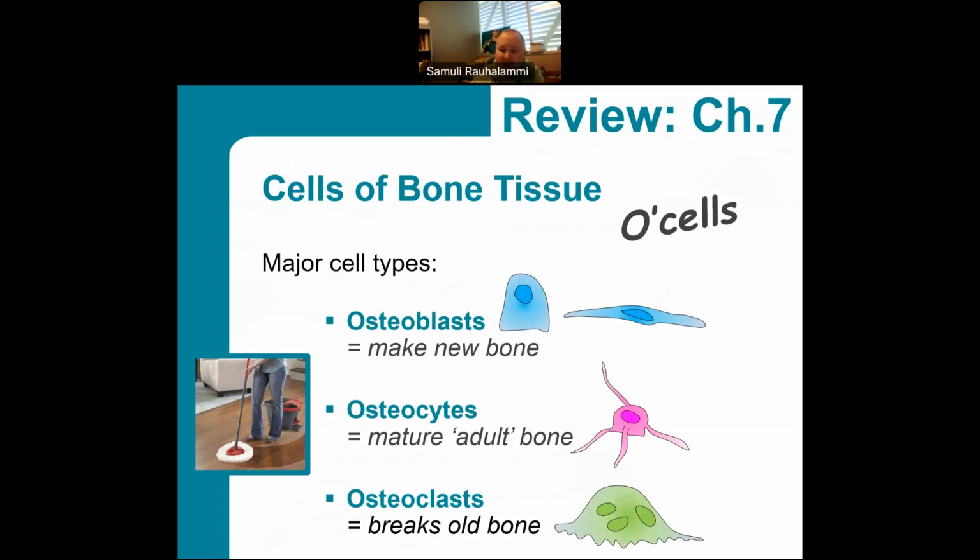And then we have osteoclasts that are breaking down bone, releasing material so we can build new bone. So bone is constantly being broken down and rebuilt. So that's why taking care of your bone health is important, so that we can strengthen our bones based on the stressors that they're exposed to.